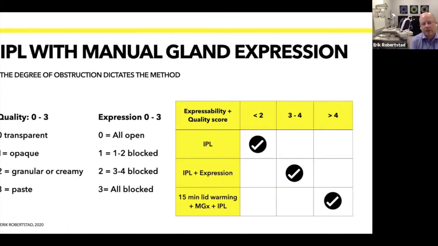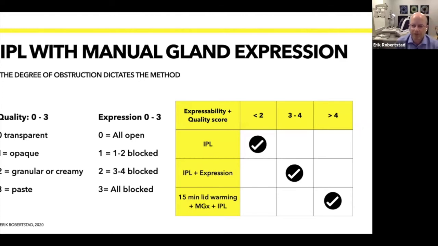So I often combine intense pulse light with manual gland expression. And I do that approximately like this. So if I have a low degree of obstruction and the quality of the meibum is fluid, I will be happy to do intense pulse light alone. And that's it. All you need to do the intense pulse light, follow through 3 or 4 sessions, and you can create great results. If you have a more severe grade of meibomian gland dysfunction, I would do expression after the intense pulse light. So I'll do the intense pulse light first, and then afterwards I will gently squeeze all the glands systematically using maybe a paddle. I'll show you that afterwards.